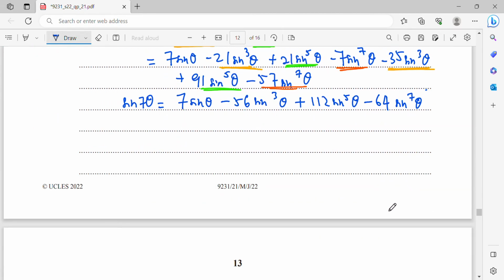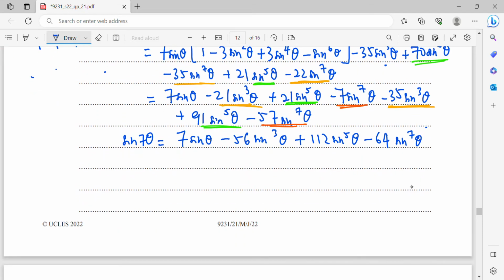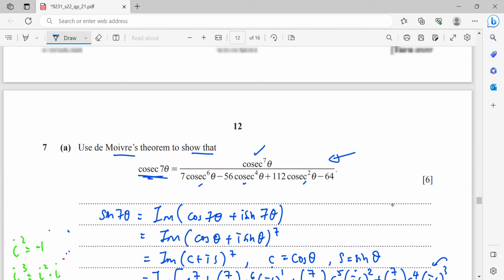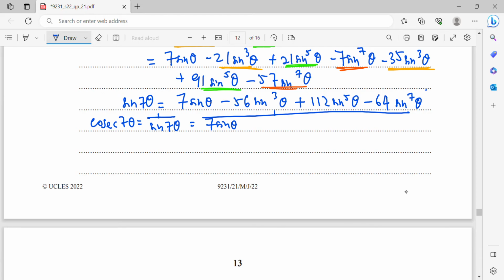So now to get the cosec, I have taken too much space, but never mind. So cosec 7 theta is 1 over sine 7 theta. So I'll take 1 over of all these terms. Now let's look at the question first. See, you need to get cos power 7, and then the 64 is at the back. Means that now I need to rearrange. Negative 64 is at the back, so I will just use this order.